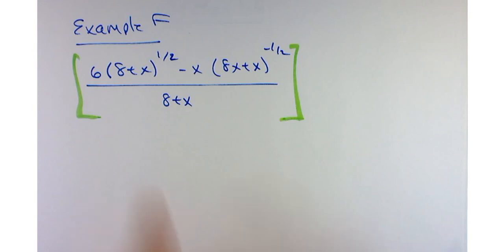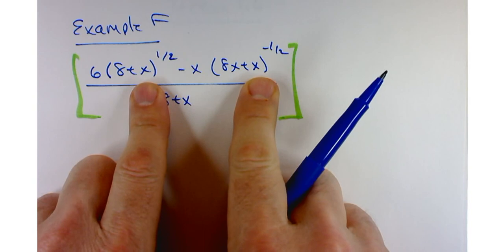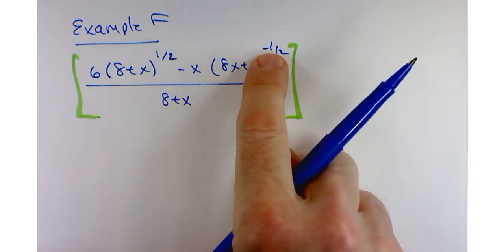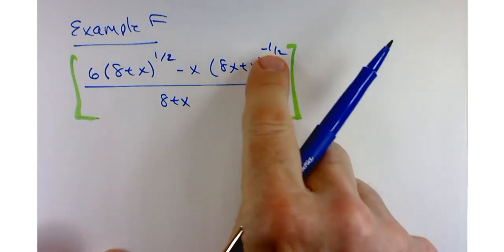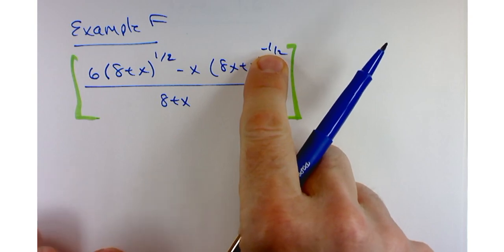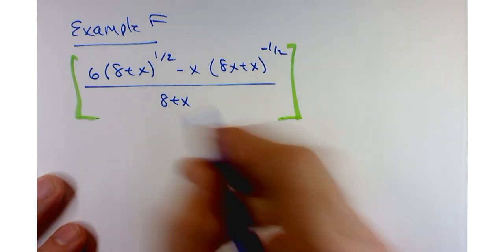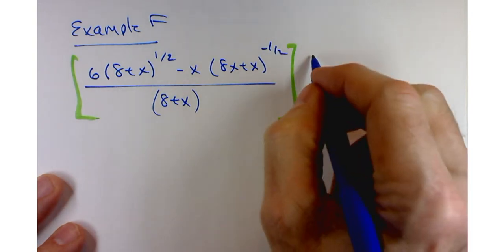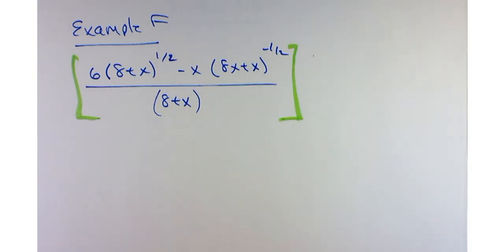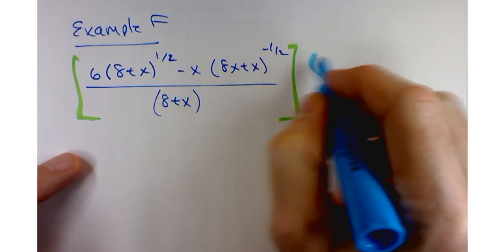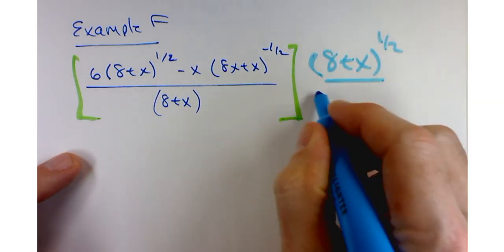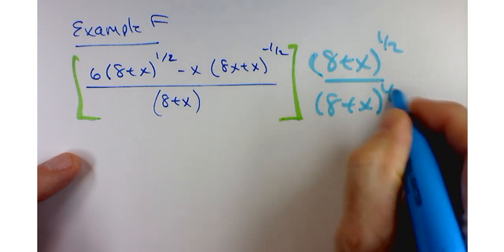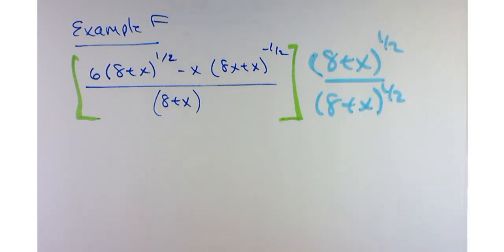So what I want to do in cleaning up something like this is get rid of that negative exponent. Now, let me ask you a quick question. What would you add to a negative 1/2 to make it a 0? Positive 1/2. So my trick is, I'm going to multiply both the numerator and denominator by 8 plus x to the positive 1/2 over 8 plus x to the positive 1/2. So effectively, I'm multiplying by 1, right?